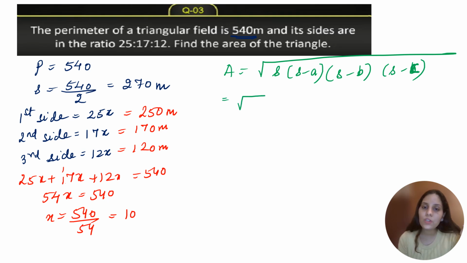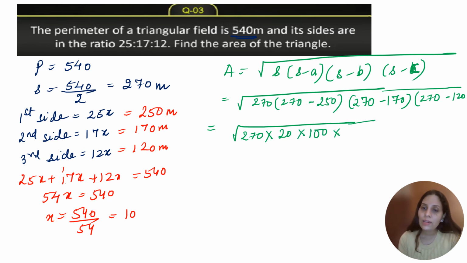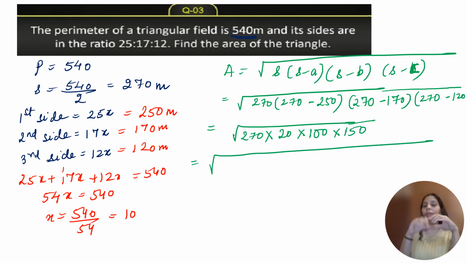Now we will just substitute the values. S is 270 into 270 minus 250 into 270 minus 170 into 270 minus 120. This is it. Now root over 270 into 270 minus 250 is 20. This is 100 and this is basically 150.